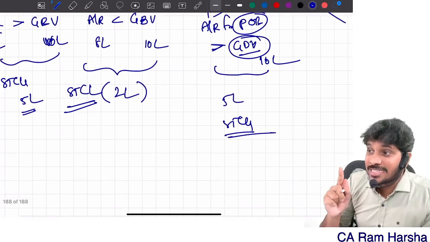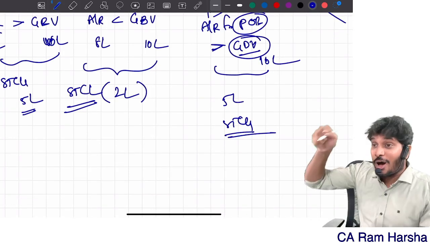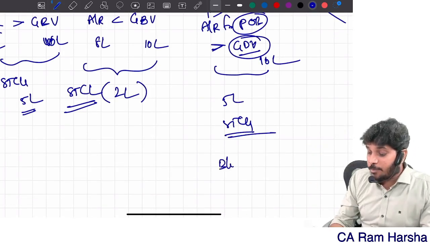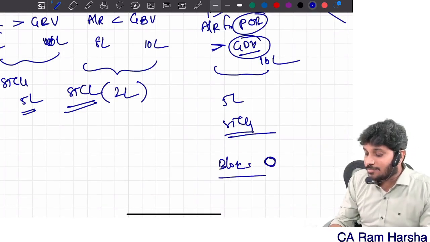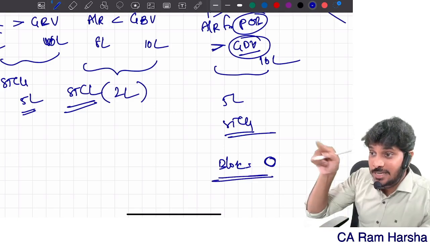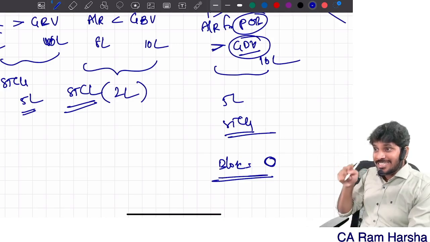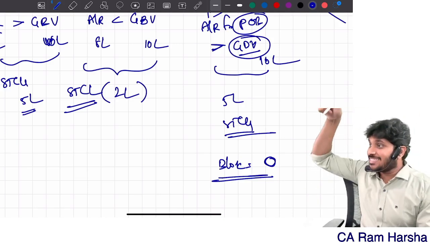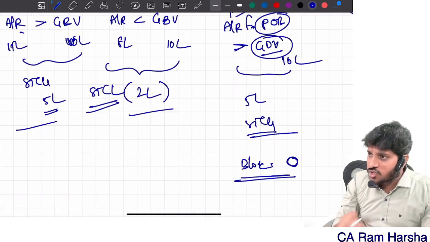But here, block is there or not there? Block is still there. Now what is the block value right now? 0. I will make the block value 0. Closing block value is 0. Next year opening block value is 0.